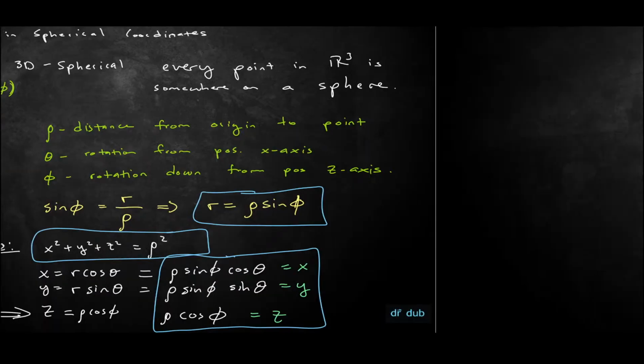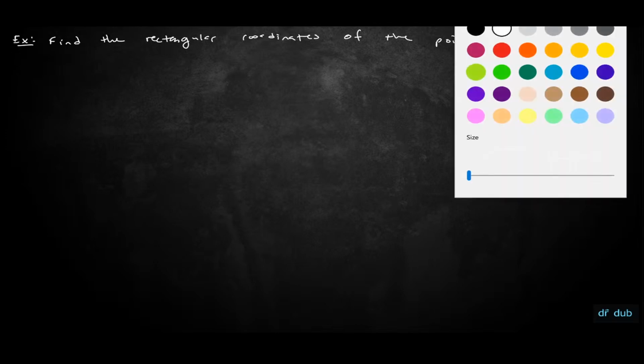All right, so let's look at an example. This example says, find the rectangular coordinates of the point rho theta phi, and rho is 8, theta is pi over 3, and phi is pi over 4. Of course, that's always rho theta phi.